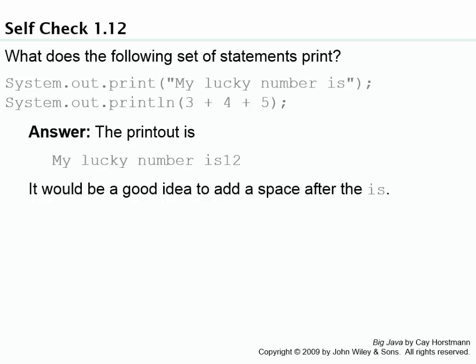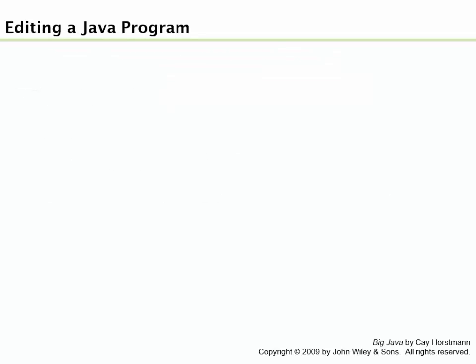My lucky number is 12. But you see the problem. There's no space between the word is and the number 12. So if you're really coding this, it would be a good idea to add an empty space right after the word is, embed that into the string above, and then when the 12 comes out, it looks a little bit better.